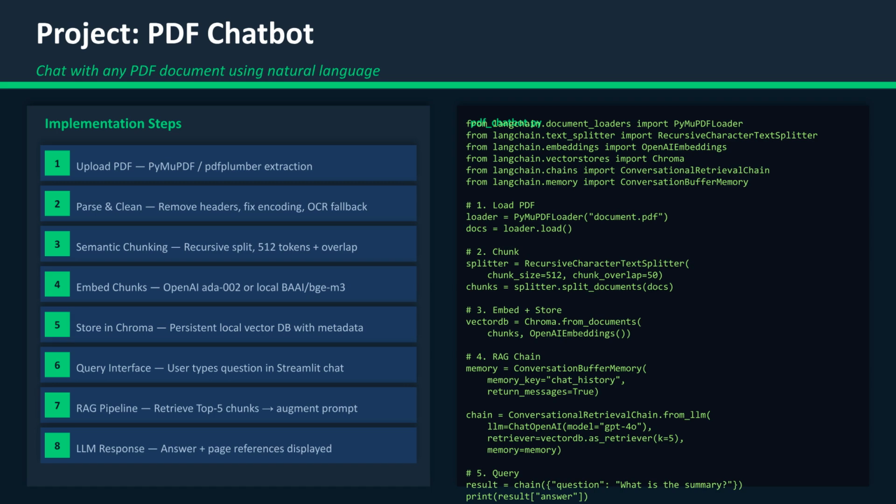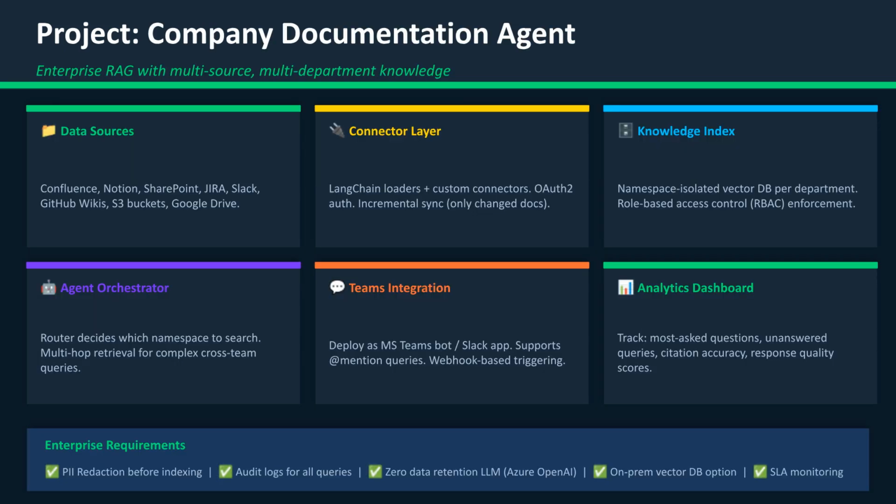The PDF Chatbot project is a deep dive into building a conversational AI capable of querying any PDF document. This involves an 8-step pipeline, from PyMuPDF loading and semantic chunking to vector storage in Chroma and running the conversational retrieval chain. The company documentation agent focuses on enterprise requirements. This complex agent supports multi-source data ingestion, namespace-isolated indexing, and robust security features like PII redaction and role-based access control. We also integrate it with platforms like MS Teams and build an analytics dashboard.